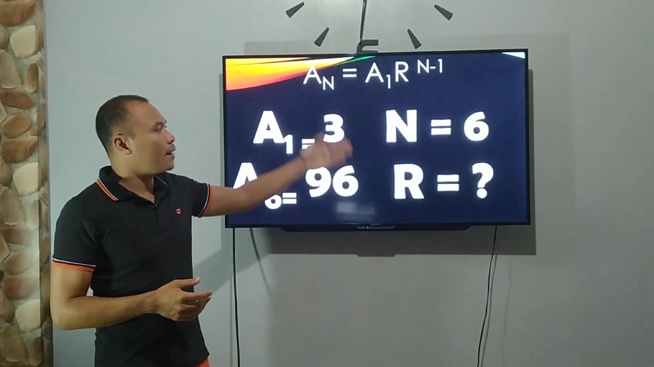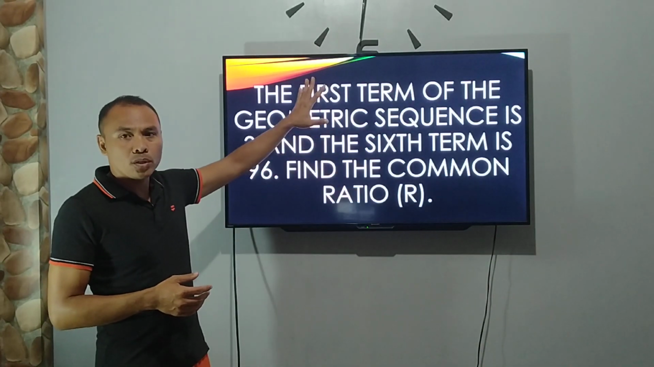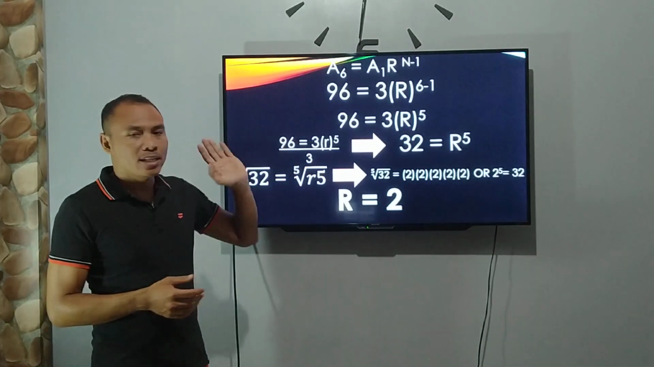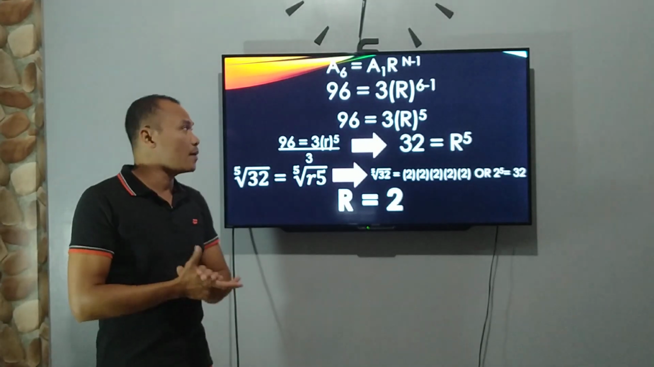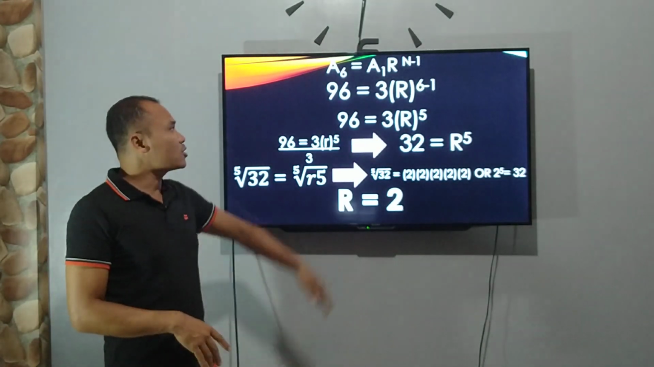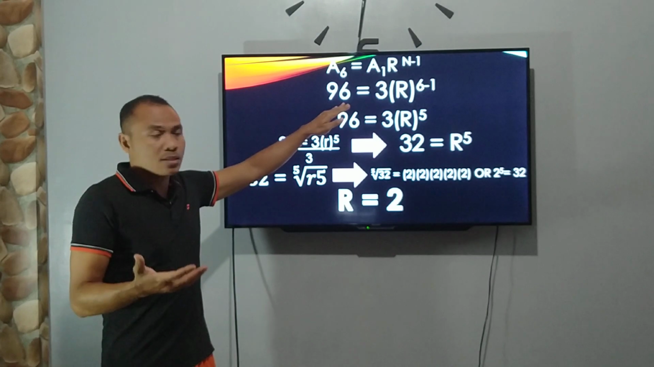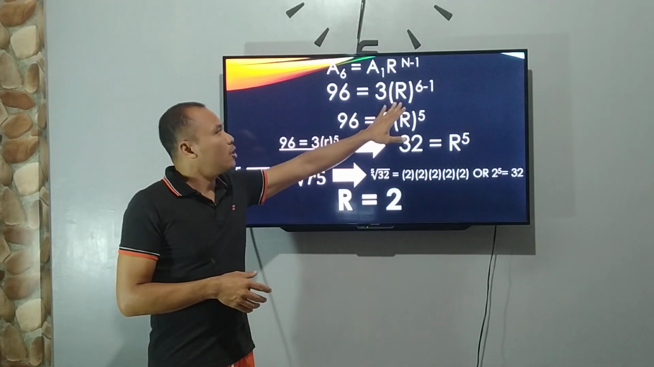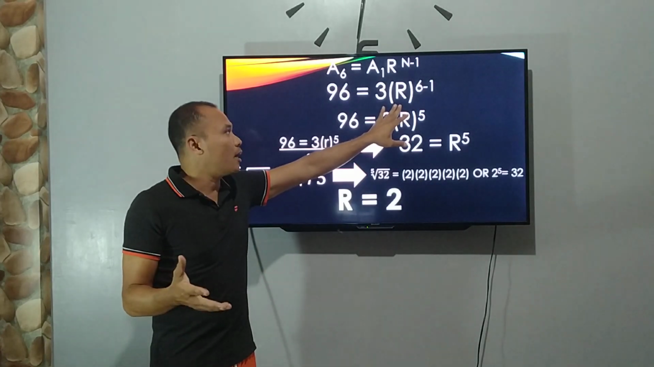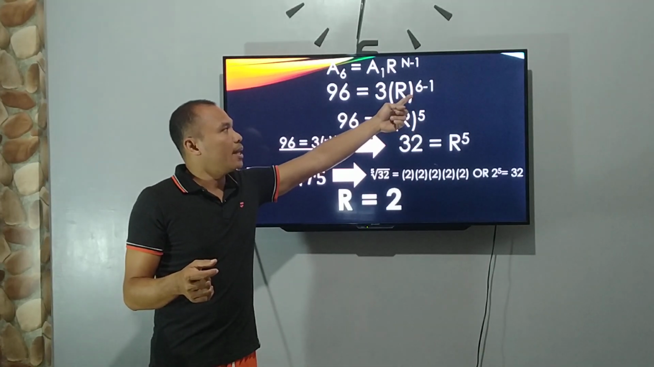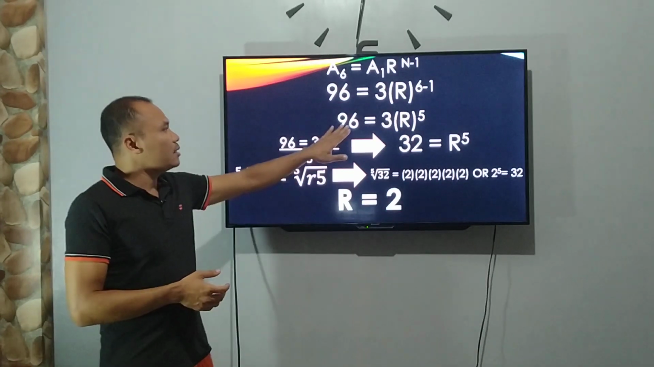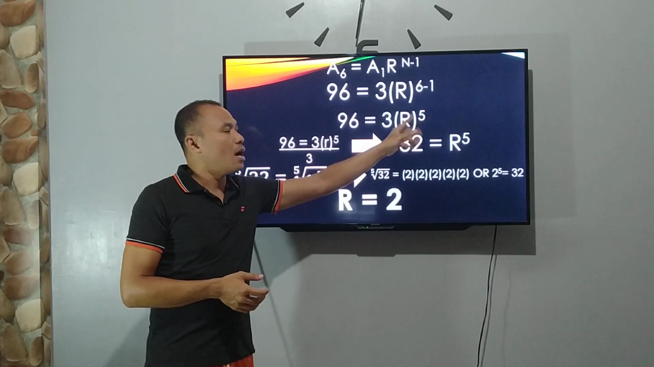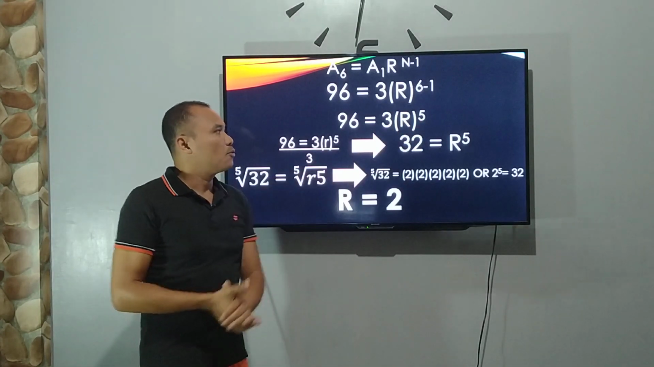So since we have already the given, let's substitute to the formula. Okay. We have the formula a sub n is equal to a sub 1 r raised to n minus 1. So the last term is 96 or the sixth term. That is equal to 3, which is the first term, and r. Kasi yun ang hinahanap si r. 6 minus 1. Our n is 6. Next is 96 is equal to 3, 6 minus 1 is 5, r raised to 5.